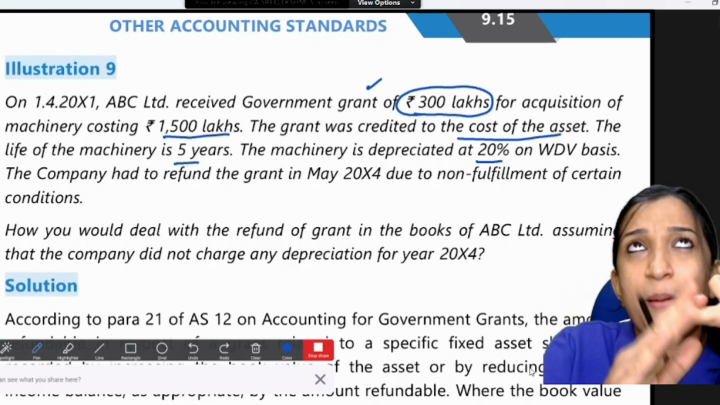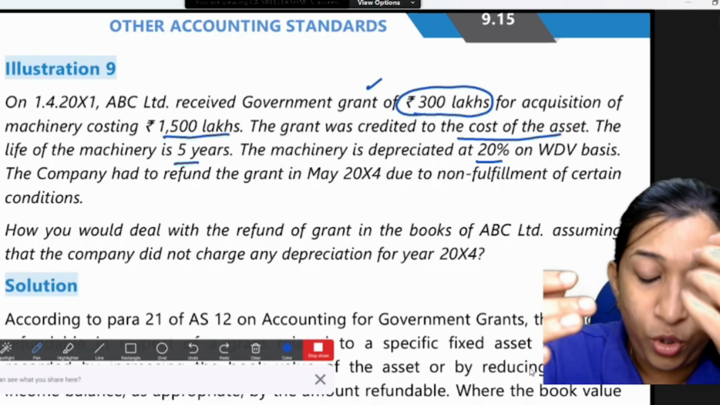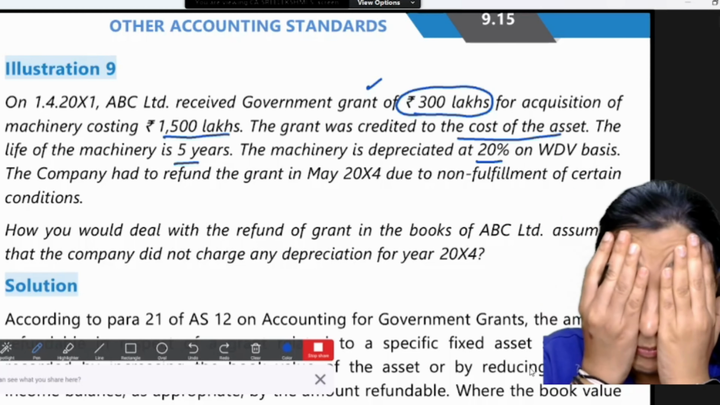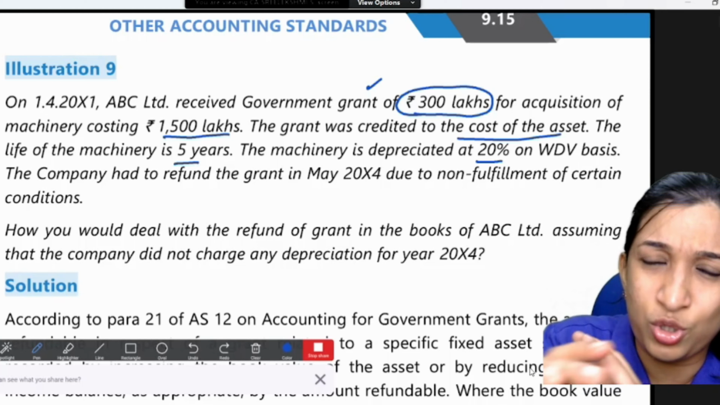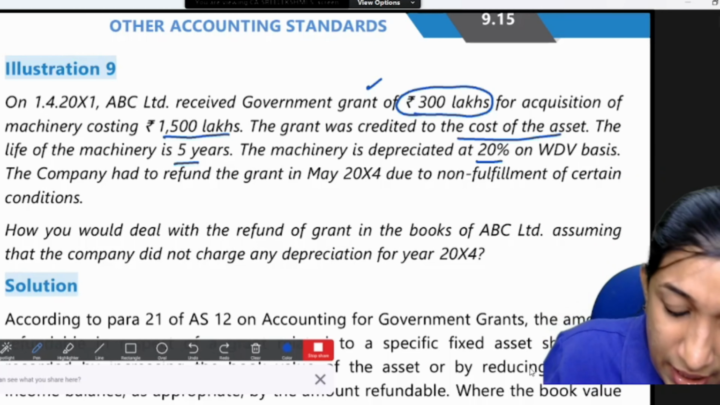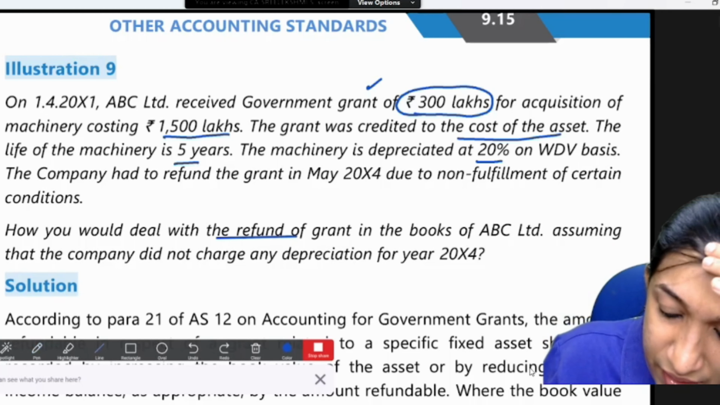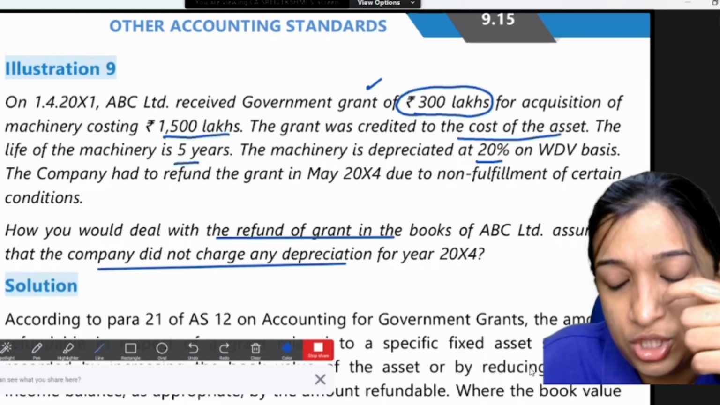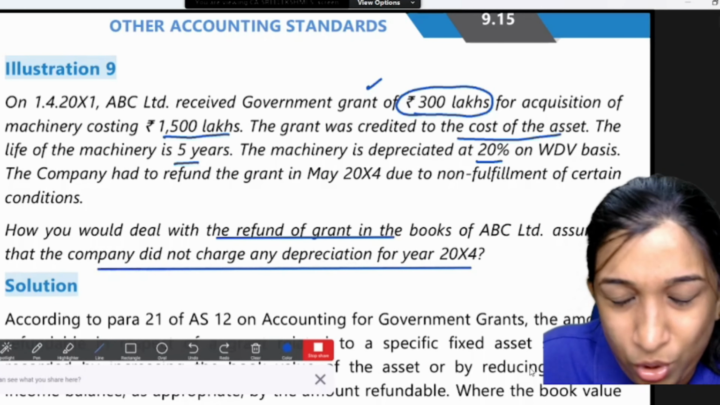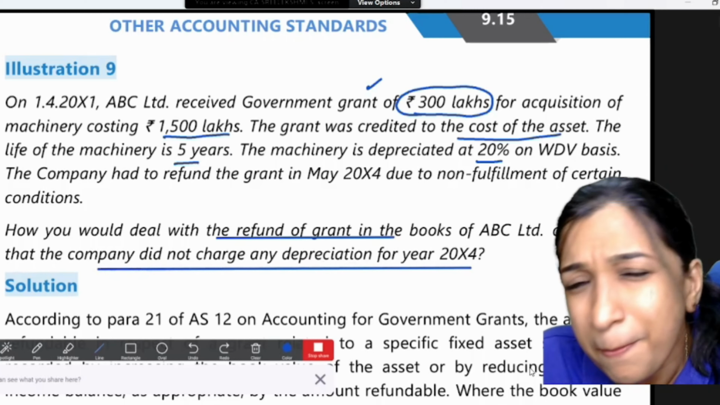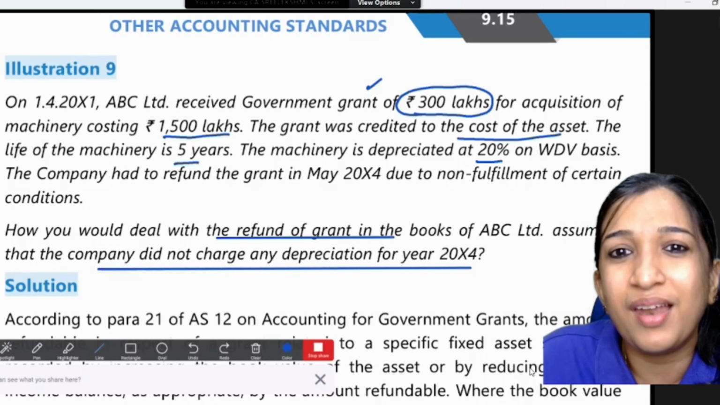So May means we don't need to count the number of months, because the financial year started in April, so 2 months depreciation, no. So they are telling, how do you deal with the refund, assuming the company did not charge depreciation for those 2 months? The grant is refundable, then how will you account?